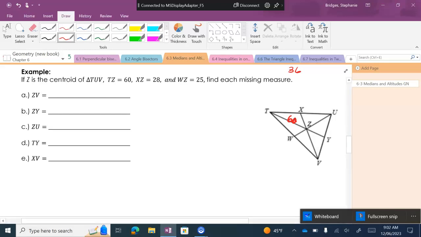Okay. So remember what I told you, this top part is twice what that bottom part is. So if the top part is 60, what would that bottom part be? What's half of 60? 30. So from Z to Y would be 30. It's half of that 60. Okay, from the vertex to the centroid is twice what it is from the centroid to the side.